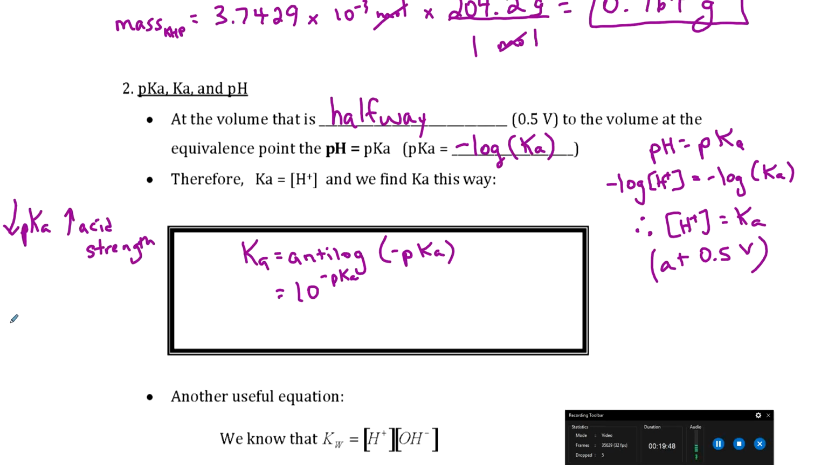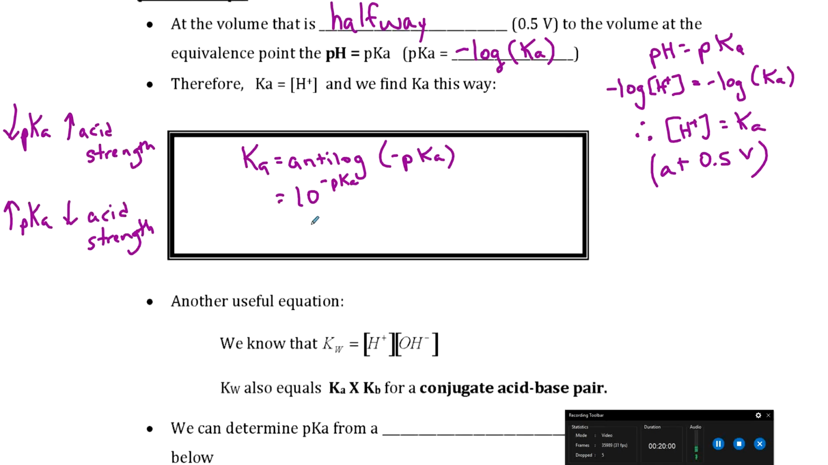And vice versa, a higher pKa would indicate a smaller or weaker acid strength. Okay, so that's why we bother with this number. It just gives us a smaller number to deal with versus the Ka value.